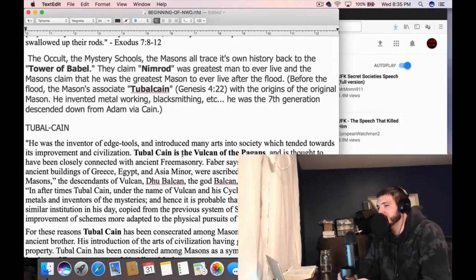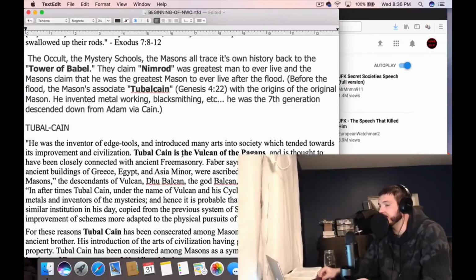The occult, the mystery schools, the Masons, all trace their history back to the Tower of Babel. They claim Nimrod was the greatest man to ever live, and the Masons claim that he was the greatest Mason to ever live after the flood. We're going to talk about Nimrod after that. But first, before the flood, the Masons associate Tubal-cain with the origins of the original Mason. He invented metalworking, blacksmithing, etc. He was the 7th generation descended from Adam via Cain.